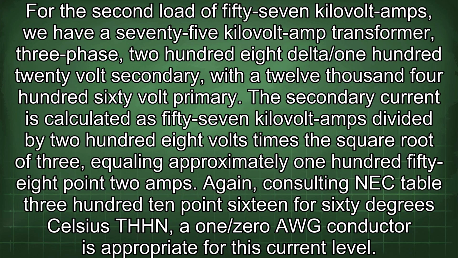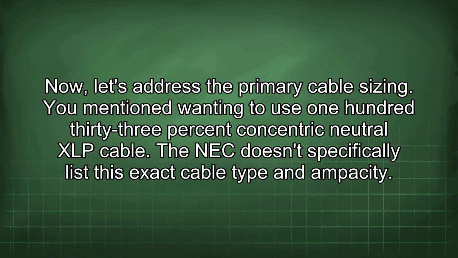For the second load of 57 kVA, we have a 75 kVA transformer, 3-phase 208 delta/120 volt secondary with a 12,460 volt primary. The secondary current is calculated as 57 kVA divided by 208 volts times the square root of 3, equaling approximately 158.2 amps. Again, consulting NEC table 310.16 for 60 degrees Celsius THHN, a 1/0 AWG conductor is appropriate for this current level. Now, let's address the primary cable sizing.